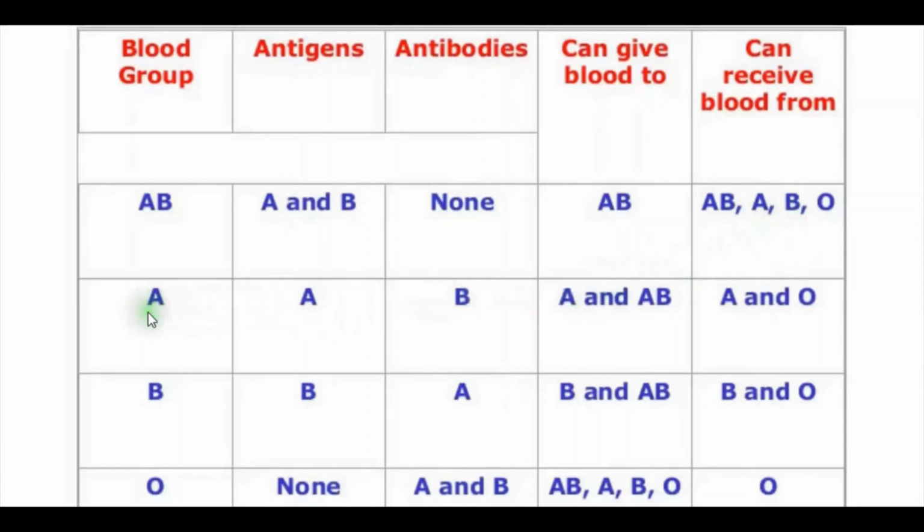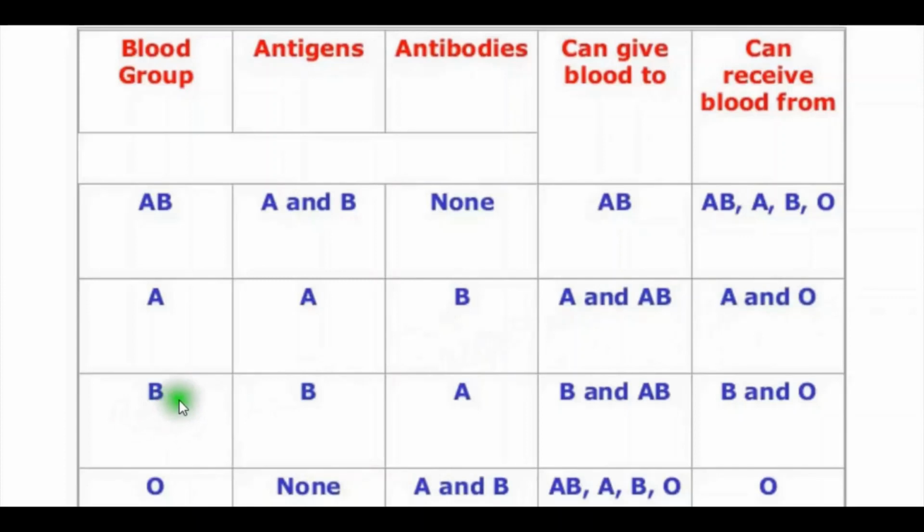Then the second one, A group. In A group, antigen A is present and antibody B is present. So they can give blood to A group and AB blood group persons. They can receive the blood from A group and O blood group persons. Only two, A and O.